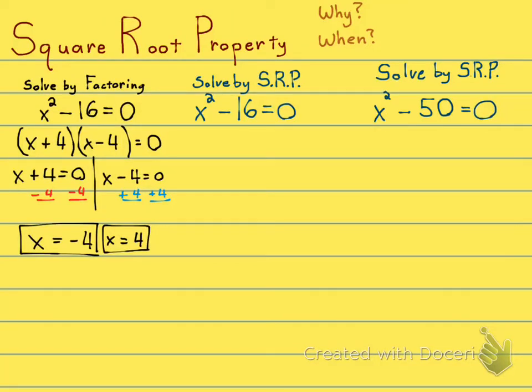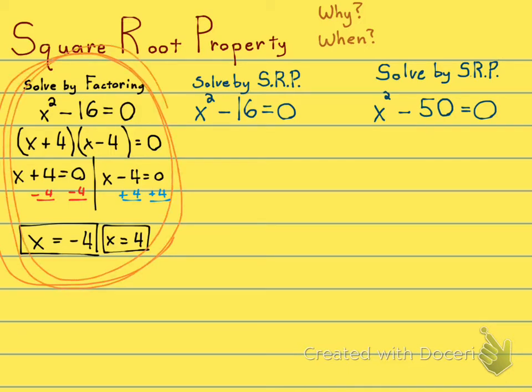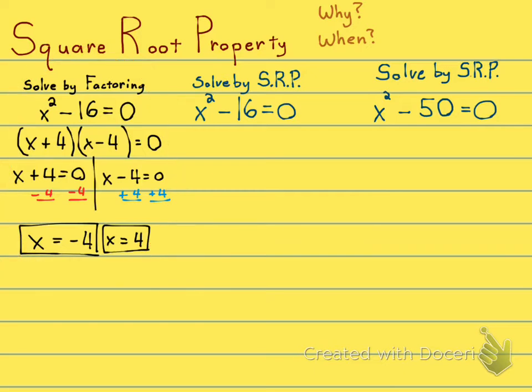The square root property can be used to solve a quadratic equation. Before we talk about that, let me remind you of how we solved a quadratic equation by factoring. So we have this quadratic equation right here, x squared minus 16 equals 0. And if it equals 0, then you can factor.